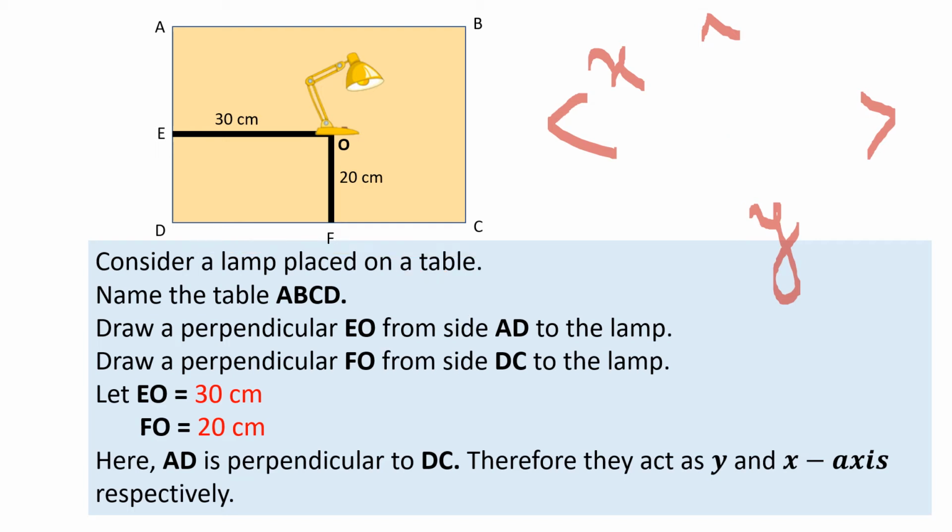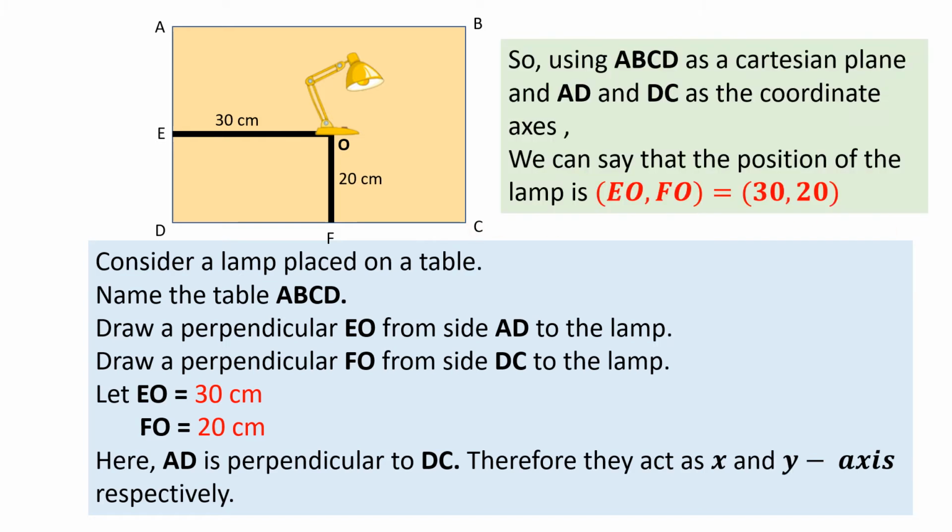You can see here AD is perpendicular to DC. So therefore, they can act as y-axis and x-axis respectively. Respectively means AD can act as the y-axis and DC can act as the x-axis, right?